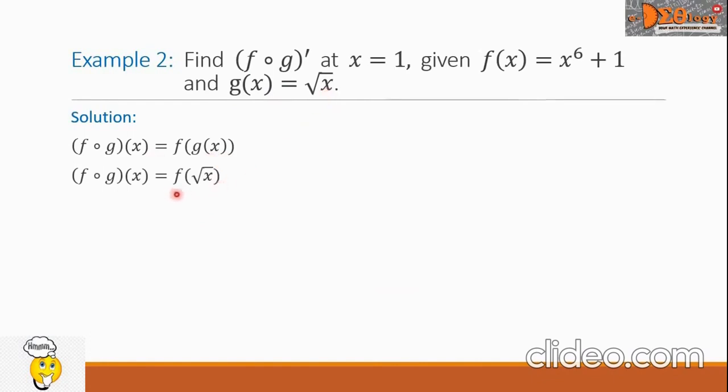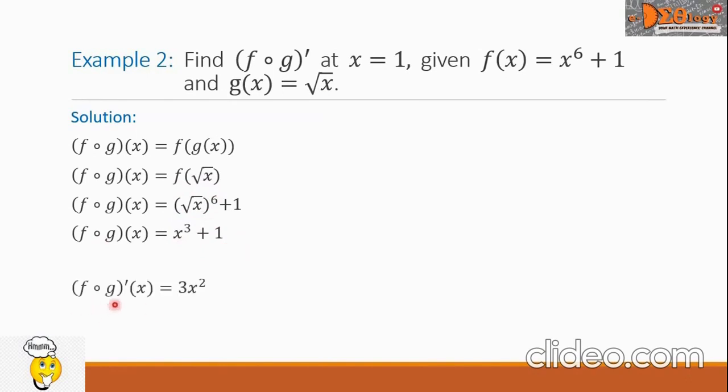Simplifying this f of square root of x, the square root of x raised to 6 plus 1. We can simplify this expression into x cubed plus 1. This time, we are ready to take the derivative of x cubed plus 1. So the f composite g prime of x equals 3x squared. This is the derivative of this polynomial function.